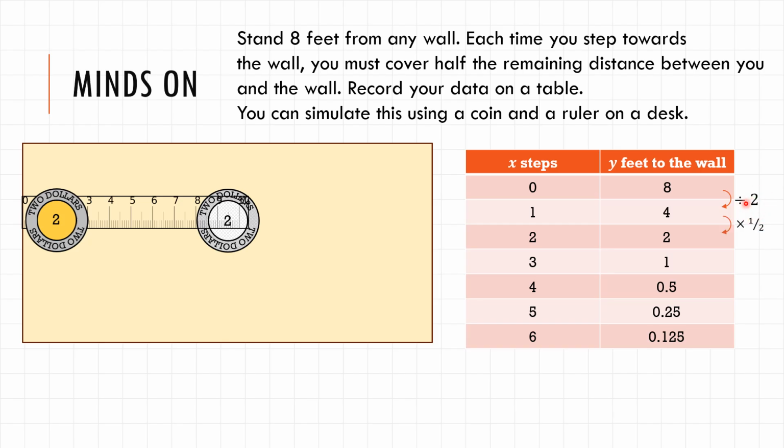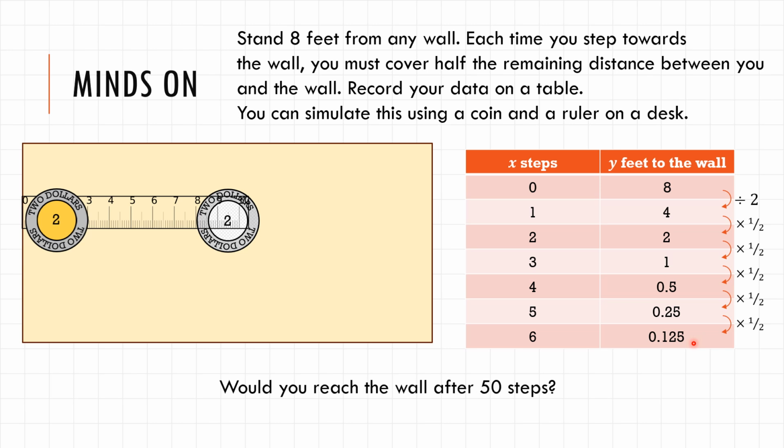And the reason I'm going to change it from division to multiplication is because we're learning about exponential functions. And that happens when we repeatedly multiply by the same number. And every single time here, we're multiplying by 1 over 2 to get our next distance. The question is, how long would it take you to reach the end of the wall? Would you be able to do that after 50 steps? Doesn't seem like there's a lot of space remaining. Let's take a look.